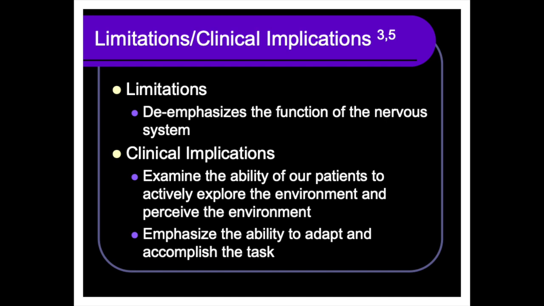So if we move on and we look at some of the limitations that have been outlined in the literature in relation to ecological theory, we definitely see how ecological theory de-emphasizes the functioning of the nervous system. It doesn't discuss how the different parts of the central nervous system in the brain work together to perceive. It's really focused more on the relationship between perception and action and how these two link and calibrate to each other.